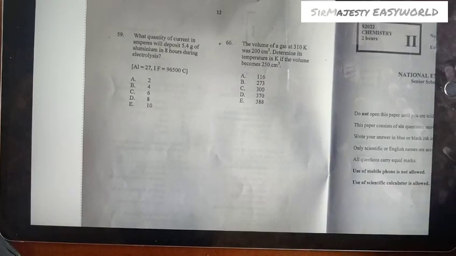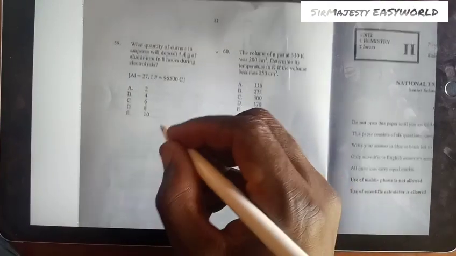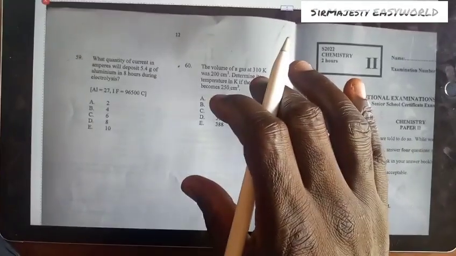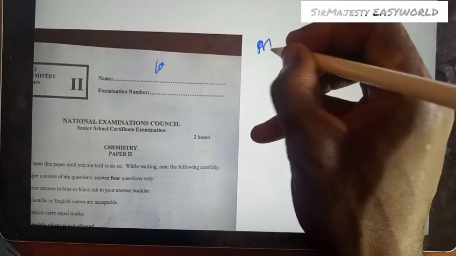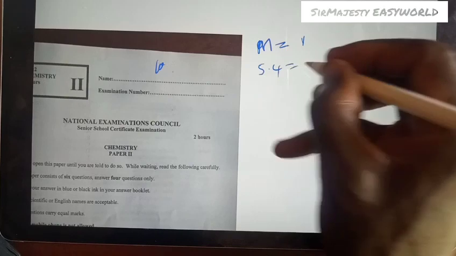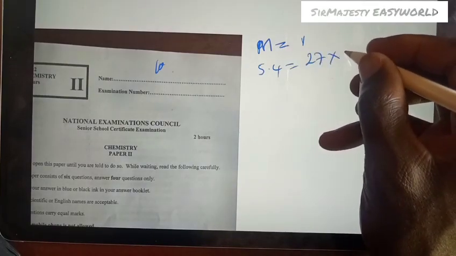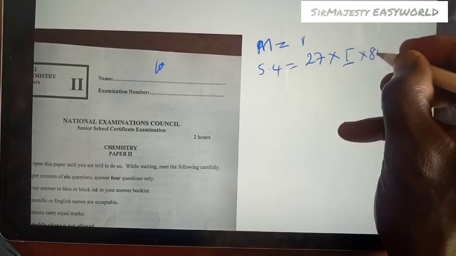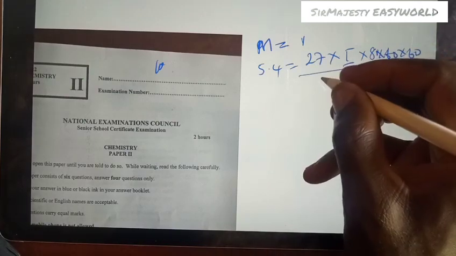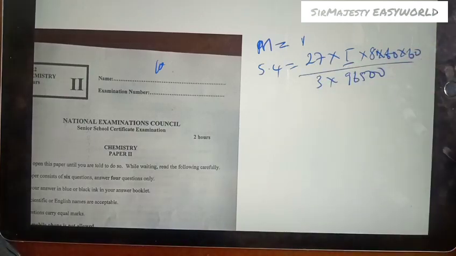Zoom in. They say, what quantity of current in amperes will deposit 5.4 grams of aluminium in 8 hours during electrolysis. You still use the formula from the chapter I taught you. So here, 5.4 grams of aluminium in 8 hours. Let me answer it directly. The mass discharged is 5.4, and 27 is the atomic mass. The current is what they are asking for. The time is 8 hours, which is 8 times 60 times 60, divided by the charge on aluminium, which is 3 times 1 Faraday, 96,500. It's the easiest way to get what we want.